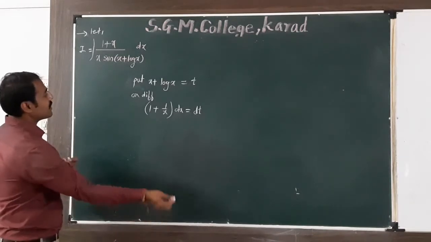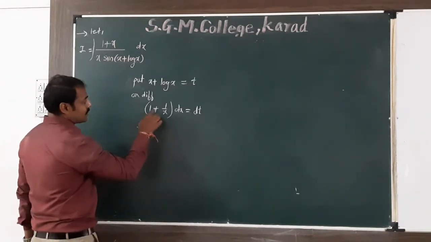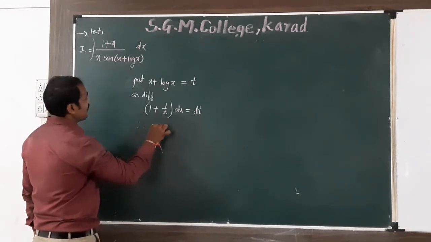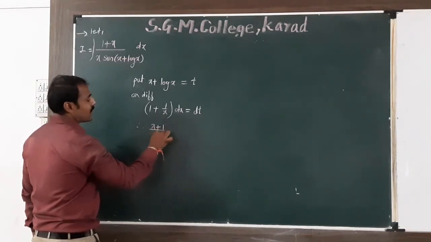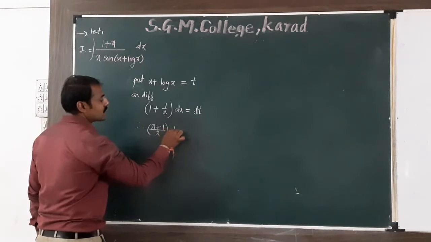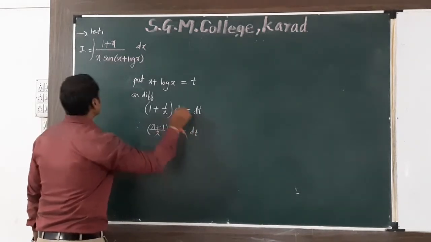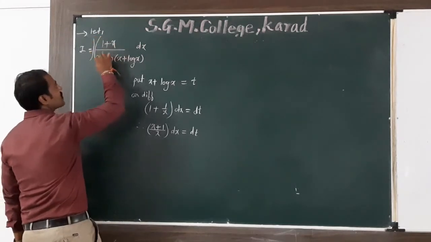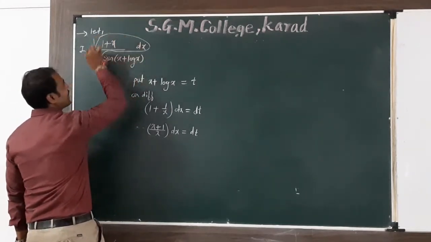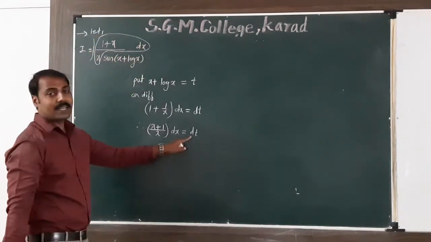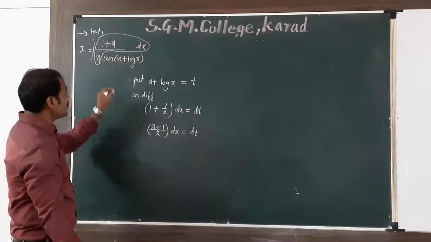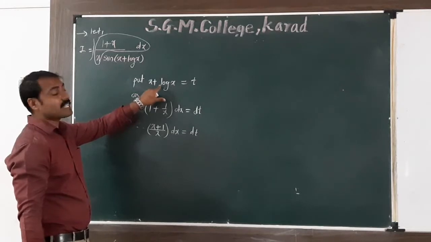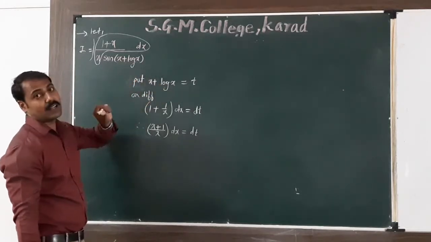And here is that term. 1 plus 1 upon x is nothing but (x plus 1) divided by x, into dx is equal to dt. Here is that term, (x plus 1) divided by x, dx is nothing but dt. So our proper substitution is x plus log x, not only log x.